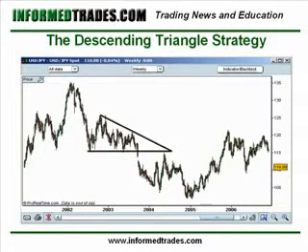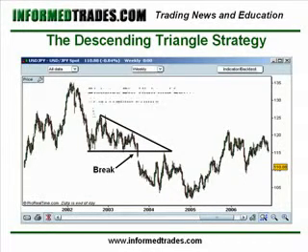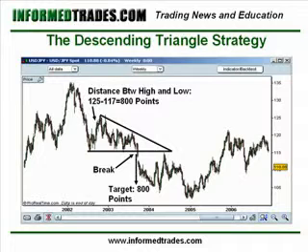So here's our descending triangle. You can see there, same one from last lesson. We see the break here. We measure the distance between the high and the low at the start of the pattern, and we get 800 points there, so that's our target for the trade, and then we place our stop just above the most recent peak. All right.